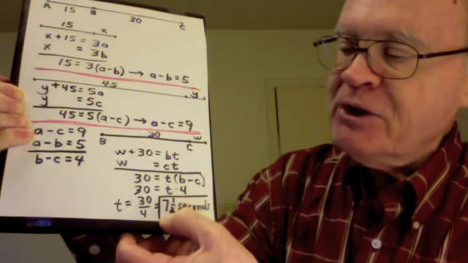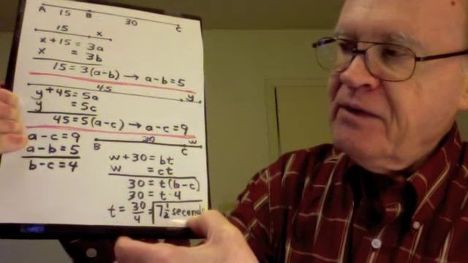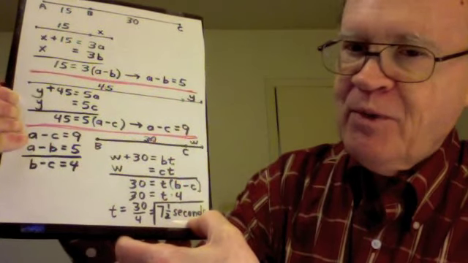And that is our solution. It means it took 7.5 seconds for Betty to catch up with Carla.